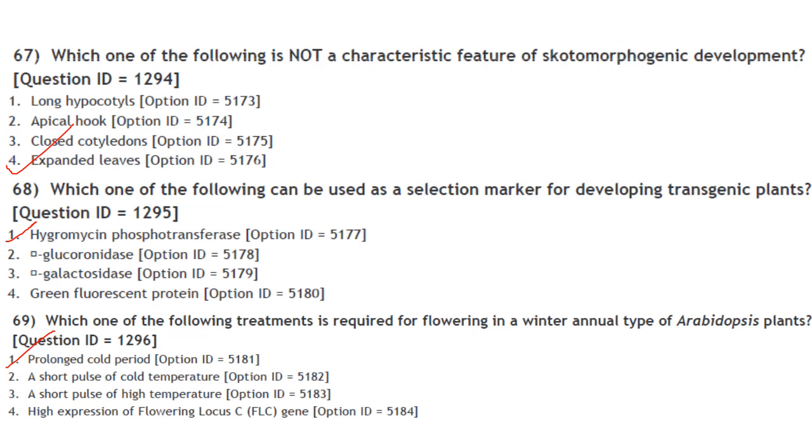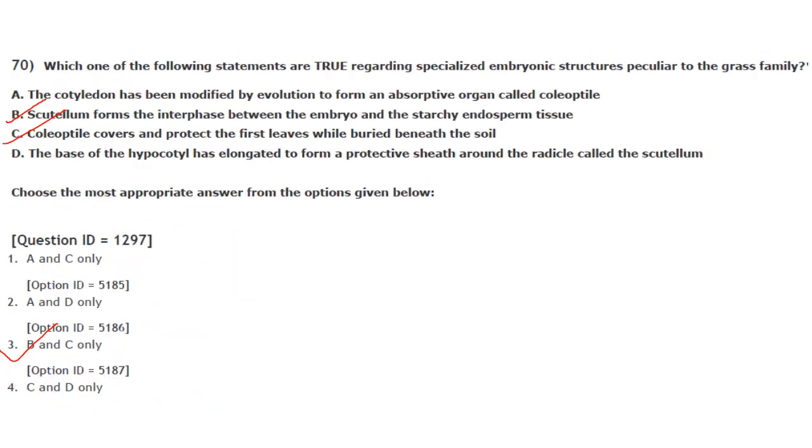Then next one. Which one of the following treatments is required for flowering in a winter annual type of Arabidopsis plant? So in winter annuals, a high level of the floral inhibitor FLC, that is flowering locus C, suppresses flowering prior to vernalization. And vernalization is the induction of plants' flowering process by exposure to the prolonged cold of winter. So which of the following treatments is required for flowering in winter annual types of Arabidopsis plant? It is vernalization treatment, that is prolonged cold period. Answer is option 1. Next one.